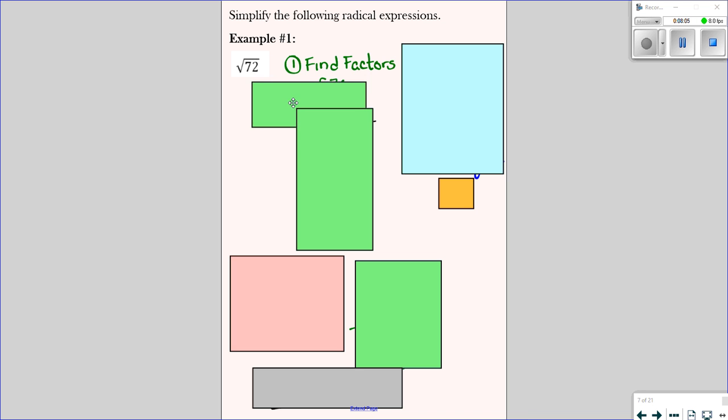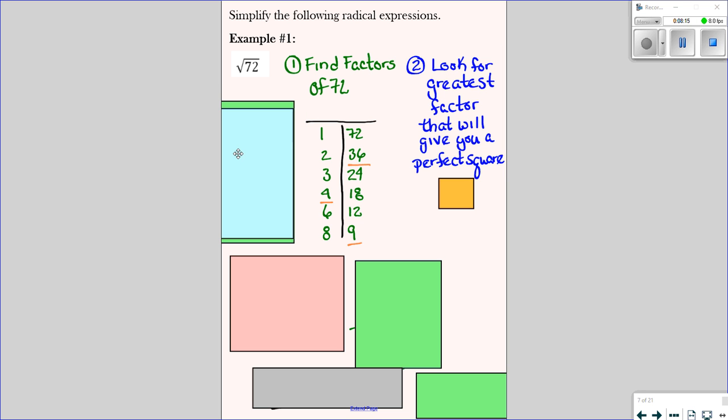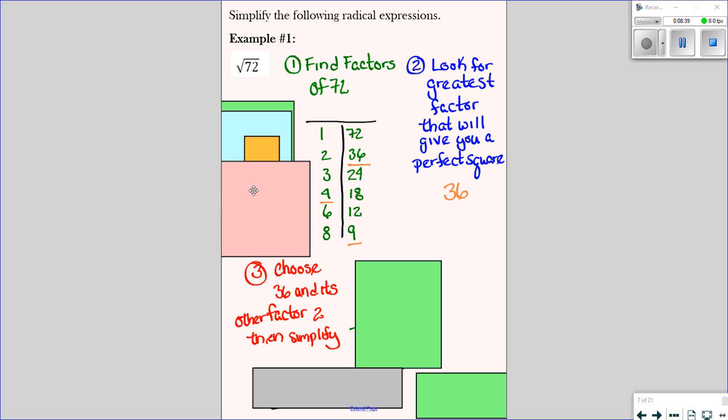So the first thing you're going to do is find the factors of 72. Once you get to that, the second step is you're going to look for the greatest factor that will give you a perfect square. So notice that, yeah, 4 can give you a perfect square of 2, 9 can give you 3, but 36 can give you 6, and that is one of the biggest factors of 72. So we're going to choose 36, and then whatever factor is attached to it, which is 2.